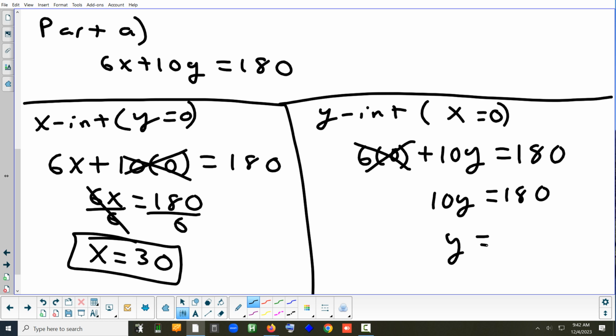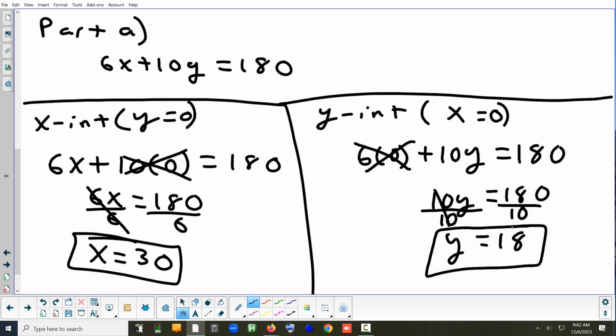And how would you get y by itself there? Divide on both sides by 10. Yep. Divide both sides by 10. 180 divided by 10 is 18. Okay. Now, those are bigger numbers. So when I graph it this time, I didn't put a grid on your paper, so for this one, you'll just have to draw your own grid.